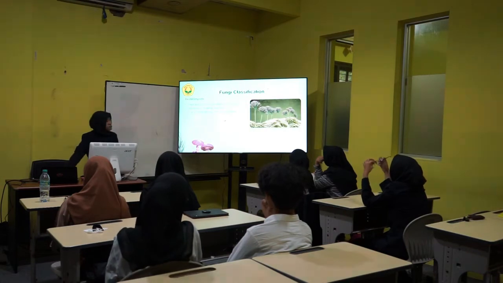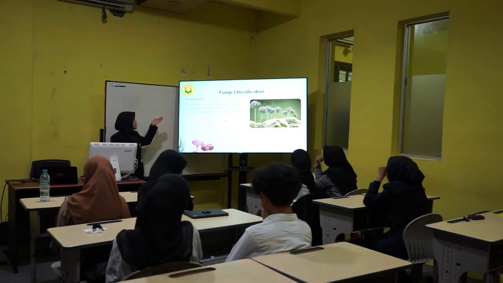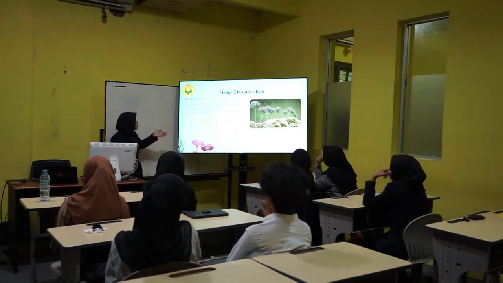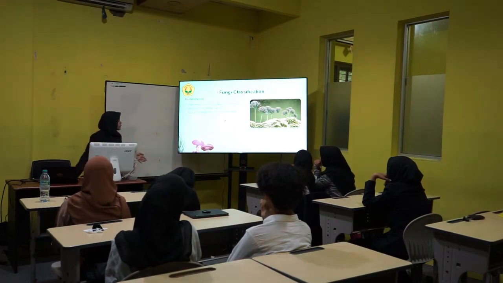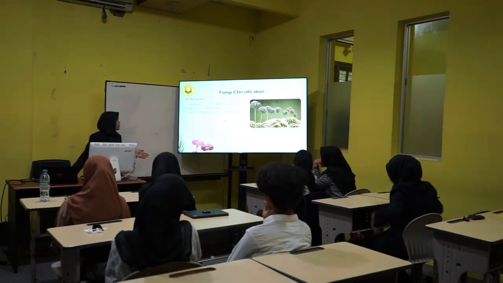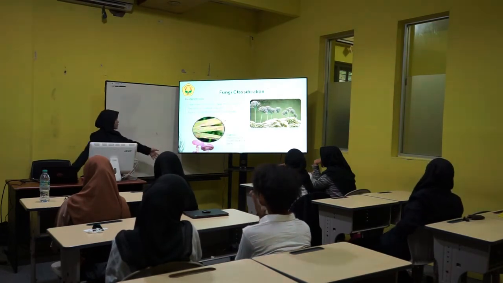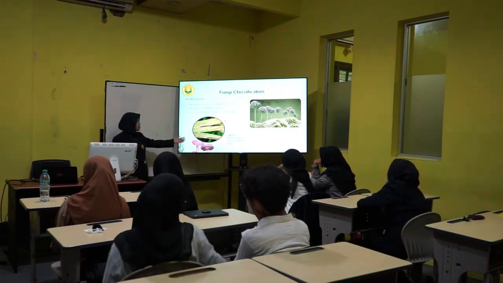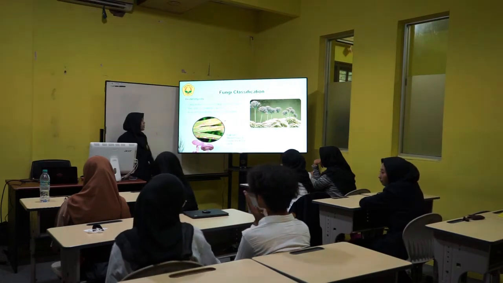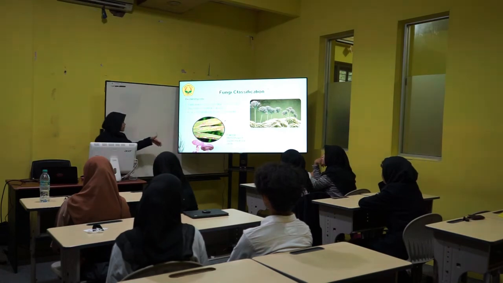Next, the last division is Deuteromycota. It lacks a sexual reproduction stage, so it is called imperfect fungi. They might be terrestrial or aquatic, and reproduce asexually by forming conidiospores. And this is an example of Deuteromycota, Helminthosporium oryzae, which attacks the rice plants. So that's why some rice plants in the field have decreased production.